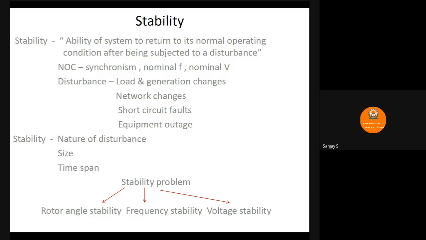Now if you categorize the stability problem, it can be classified into rotor angle stability, frequency stability, and voltage stability. This particular program is based on rotor angle stability. So let us see what is rotor angle stability. However, in theory in the last semester you have already gone through frequency stability and voltage stability. Of course, you will be studying these concepts again in detail in your 8th semester.